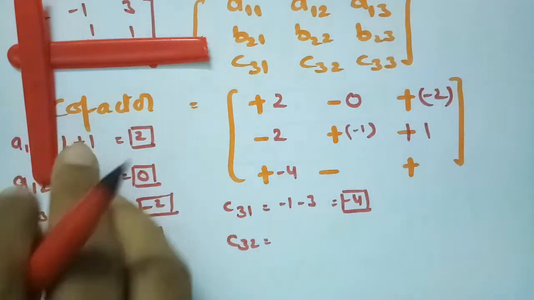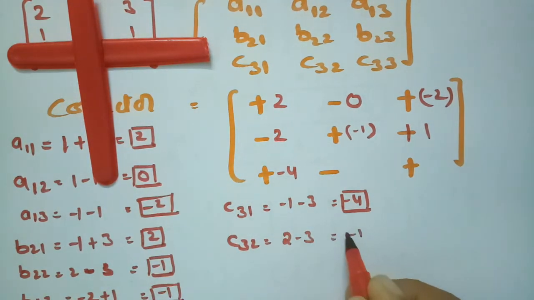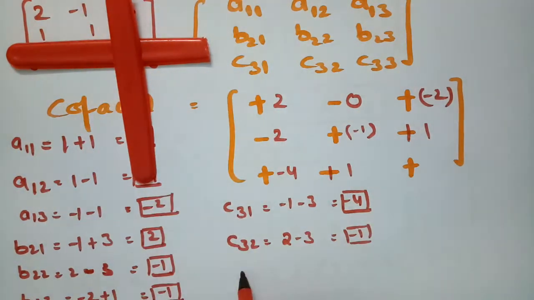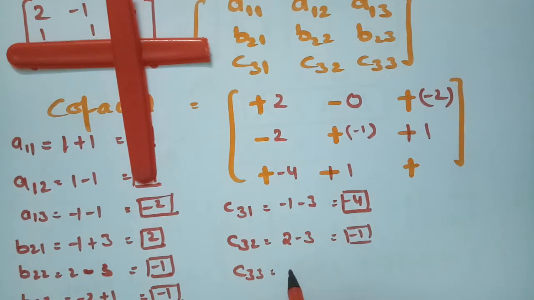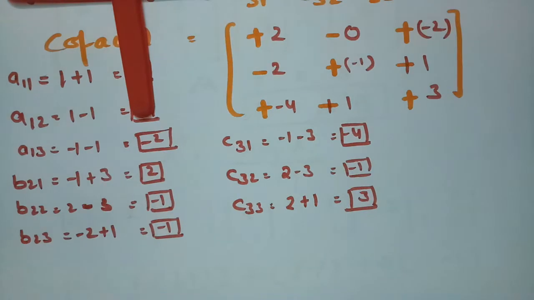The next one is 3, 2. If I multiply 2 ones are 2, minus 3. The value here is minus 1. So this is nothing but minus 1. So next one is 3, 3. So this is 2 minus of minus plus 1. The value here is plus 3. Therefore, I got the cofactor of the matrix.